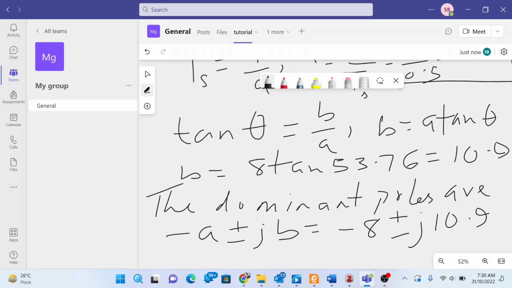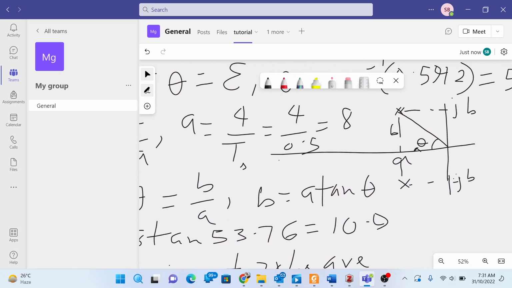So those are the dominant poles. So we also need to get the third pole. To get the third pole, we have to locate it far away from the dominant poles so that it should not have effects on the dominant poles.